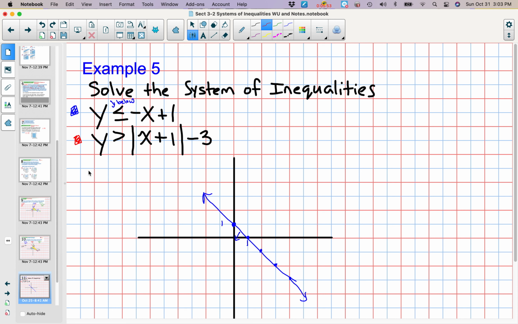So my vertex, we go to the left one, so it's -1, -3. So to the left one, down 3 is my vertex. This is like having a 1 here. That's my steepness, kind of like my slope, but remember we have to make a V. So up 1 and over 1 in both directions, making this V shape. It is strictly greater than, so it's dashed.